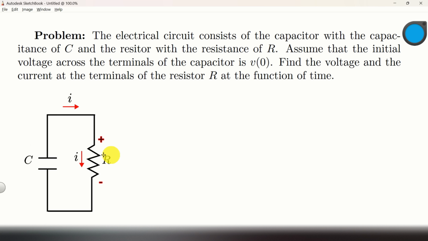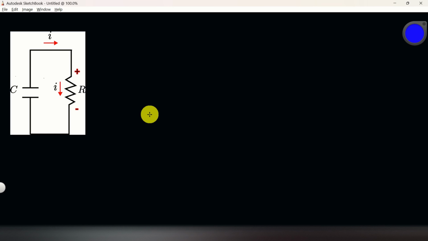The electrical circuit consists of the capacitor with a capacitance of C and the resistor with the resistance of R. Assume that the initial voltage across the terminals of the capacitor is V of 0. Find the voltage and the current at the terminals of the resistor R as the function of time.